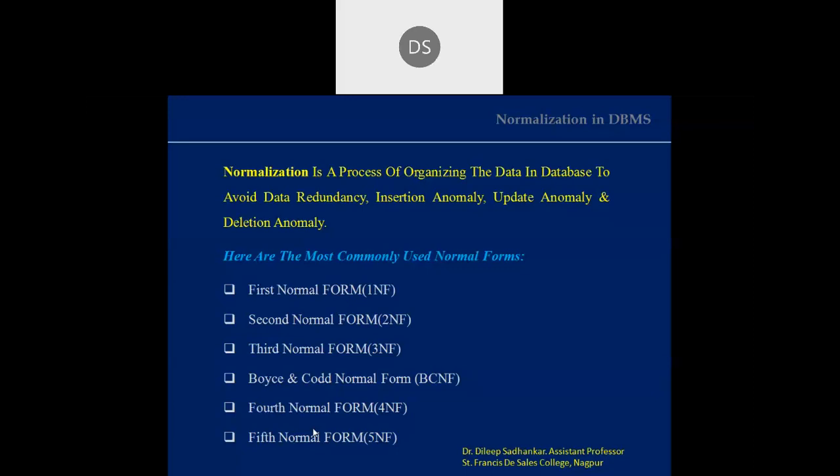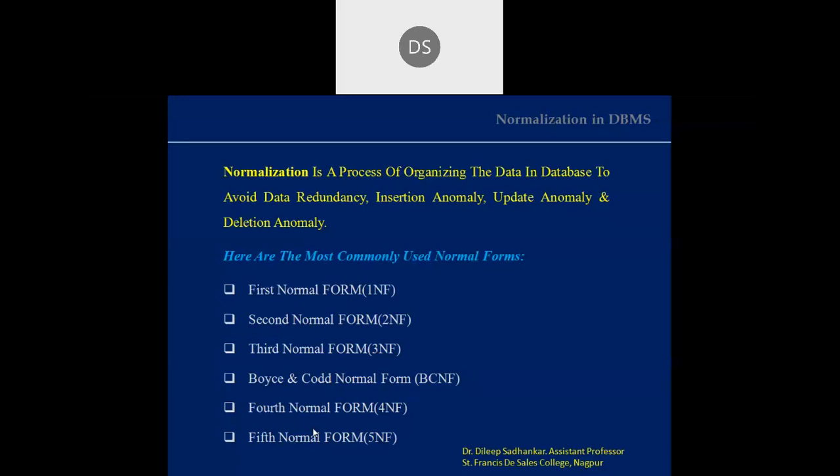Then the fourth one, that we are calling BCNF, also called 3.5 NF. BCNF is stricter than 3NF. A table complies with BCNF if it is in third normal form, and for every functional dependency, if an attribute Y depends on X, then X should be a super key for that table. Then the next one, fourth normal form: again the table should be in the previous normal form, and the table should not have any multi-valued dependency.